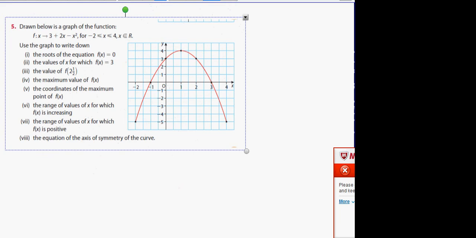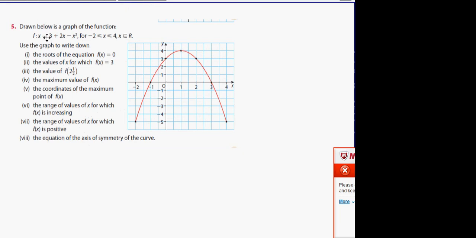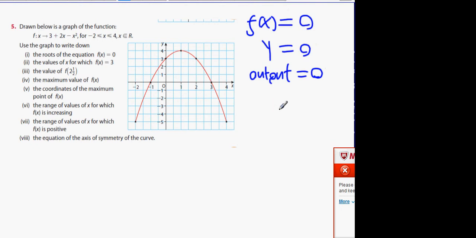Next question, number 5. This is drawn. Find the roots of the equation f of x equals 0. What does f of x equals 0 mean? What's a different word for f of x? Outputs. Y equals 0, output equals 0. What do we do then? If we're not finding the output, we're finding the inputs. Where is it equal to 0? What two numbers? Minus 1 and 3.